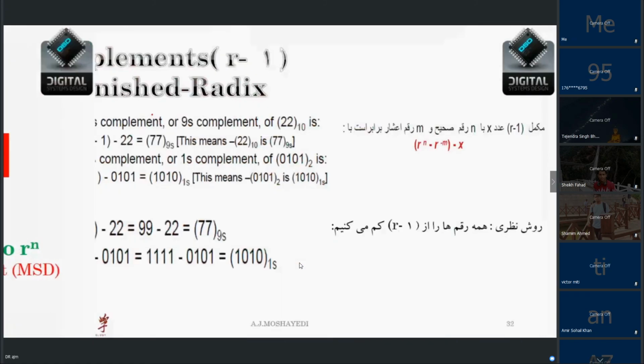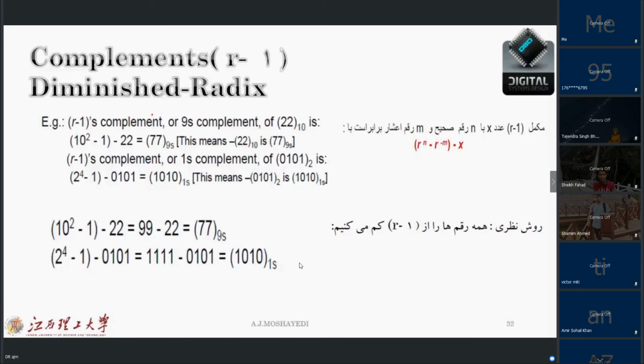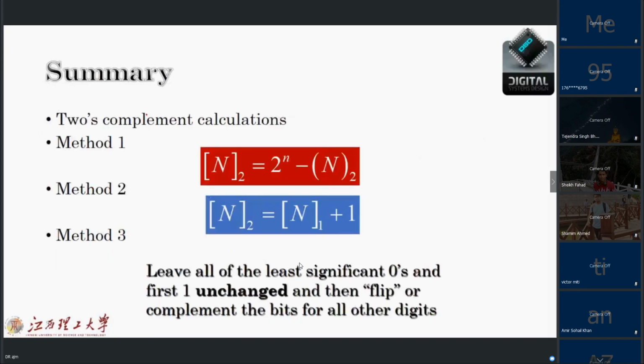Okay, for today, I think it's okay for us. What we learn is how we can take the two's complement with some method. The best method is, my friend, just take the one's complement, add it with one, the blue one that I show here.